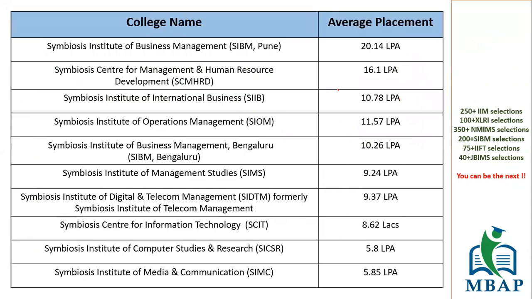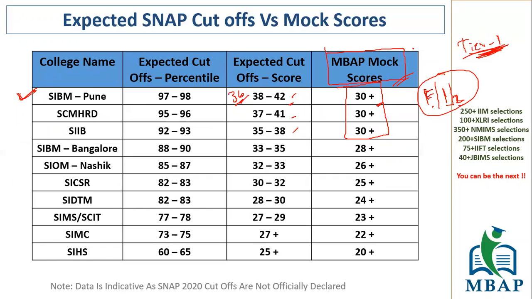I'm also going to tell you about the packages. Obviously, the packages are very good for SIBM Pune. So you can definitely apply for that if your mock scores are around 30 plus. Now the point is, if you are willing to go down in terms of the packages and the level of college, it also depends on whether you are willing to repeat or not. Students who want to make sure they get into tier 1 should definitely apply only to SIBM Pune and not to any of these colleges. They can go for another attempt later in case they don't clear SIBM Pune.